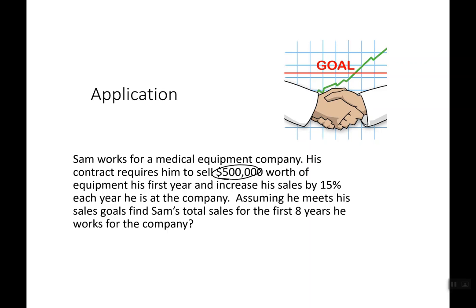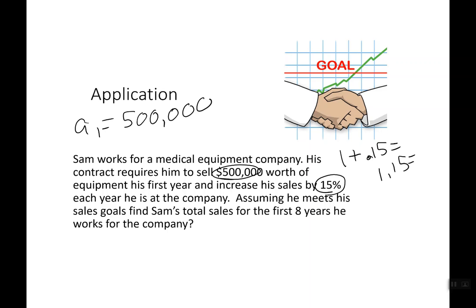So the first thing I see is 500,000. That would be the first term. And then it's increasing by 15%. So whatever it was, it's going up by 15%. So this 1.15, this is r. Remember, you have to do that 1 plus with the rate. And we're looking for the first 8 years, so we're finding the sum for the 8 years.